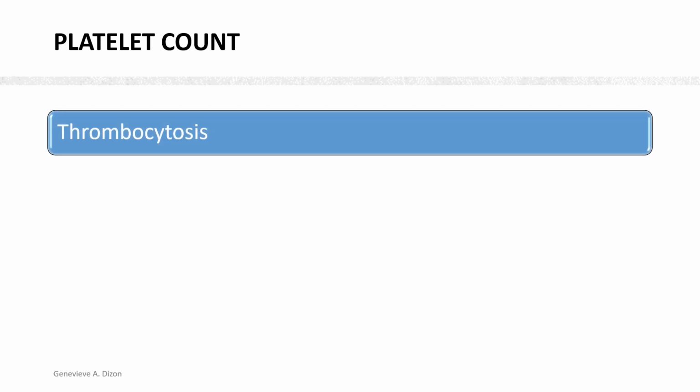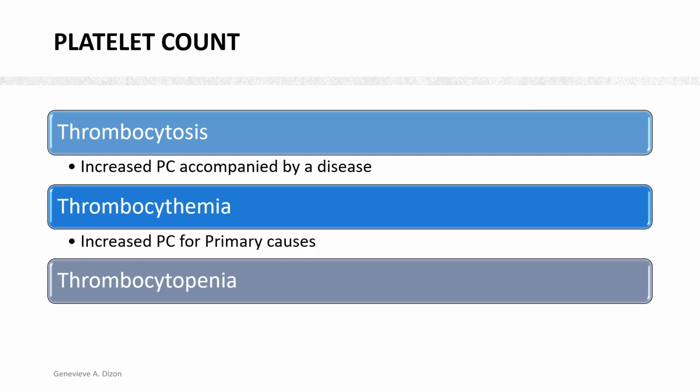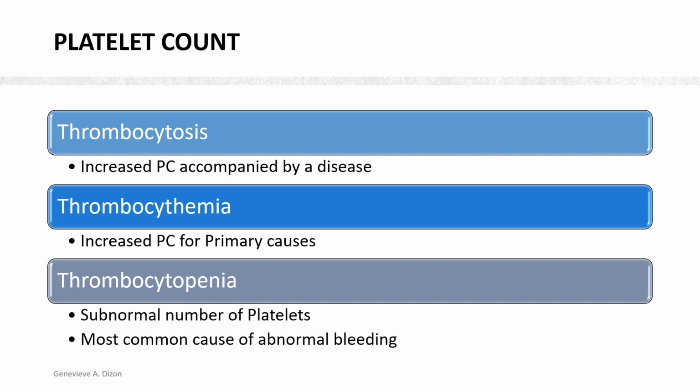3 terms are used in relation to platelet count: thrombocytosis, thrombocythemia, and thrombocytopenia. Thrombocytosis is the term used when there is an increased platelet count accompanied by a disease, meaning that there is a coexistent disease that is causing the elevation of the platelet count. Thrombocythemia, on the other hand, is an increased platelet count, but no disease accompanies its increase. Thrombocytopenia is the subnormal number of platelets in the circulating blood. The most common cause of thrombocytopenia is abnormal bleeding.